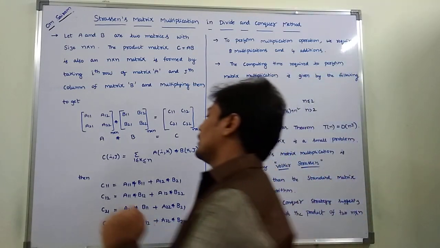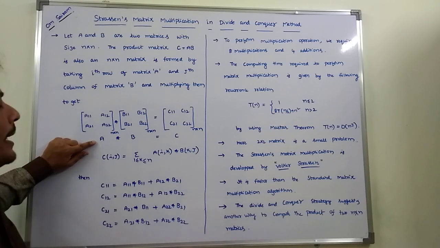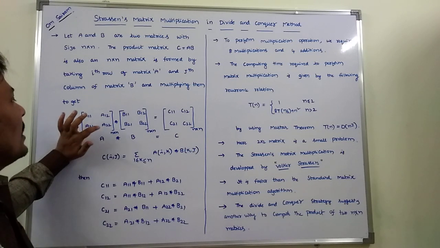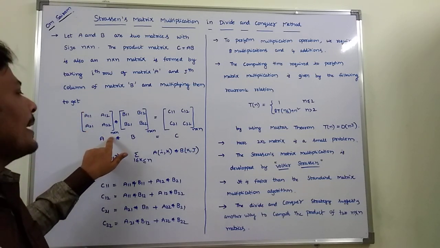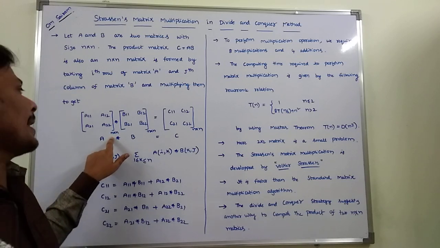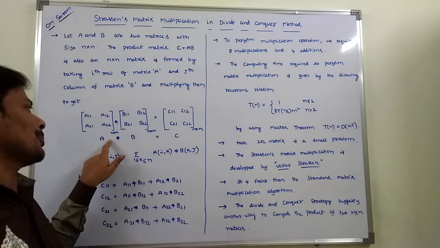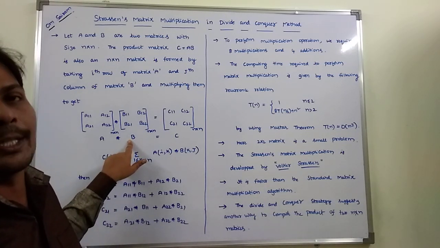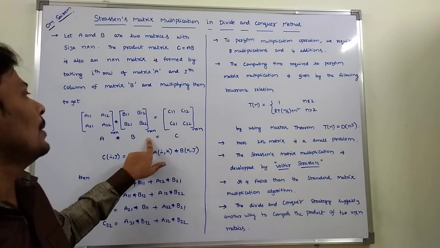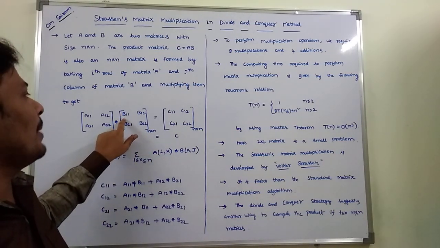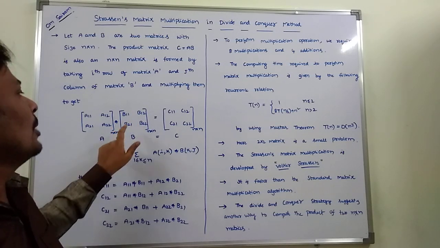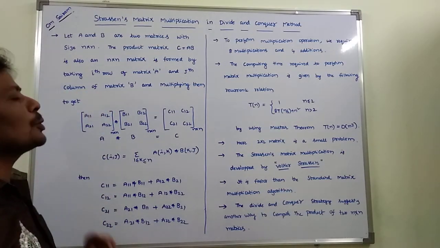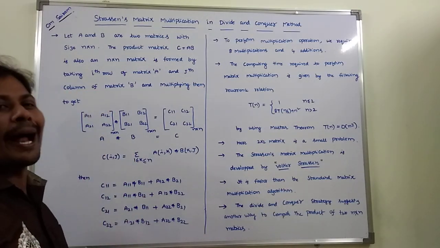So for example, this is matrix A. It contains four elements A11, A12, A21, A22. Here the matrix size is 2 by 2, that is, n is equal to 2. Now we can take another matrix with the size 2 by 2. The elements in matrix B are B11, B12, B21, B22. Now we have to multiply these two matrices.